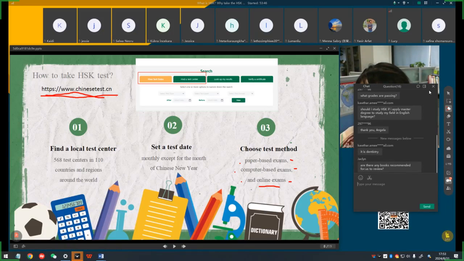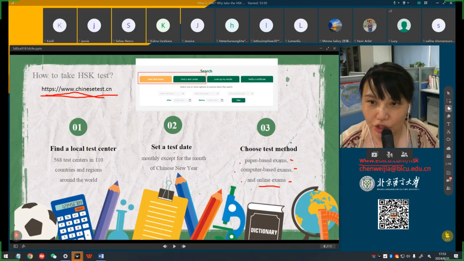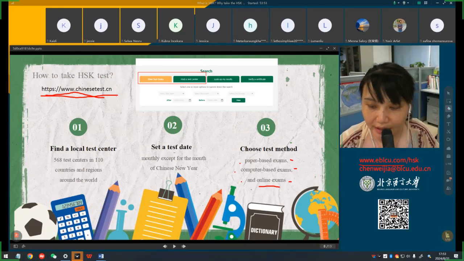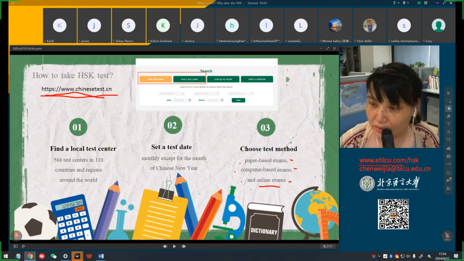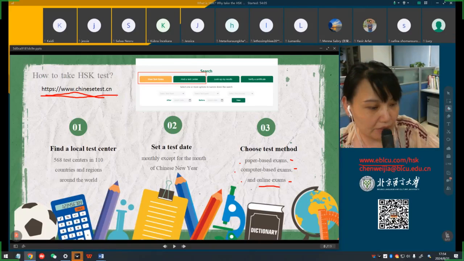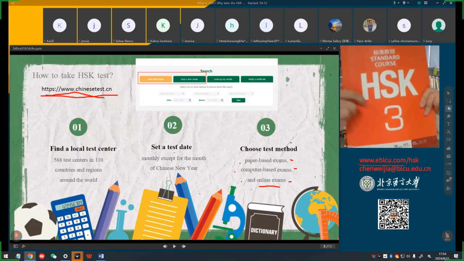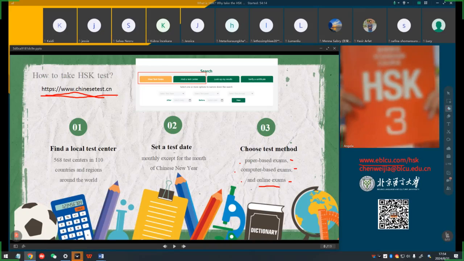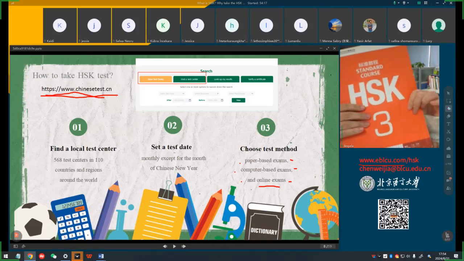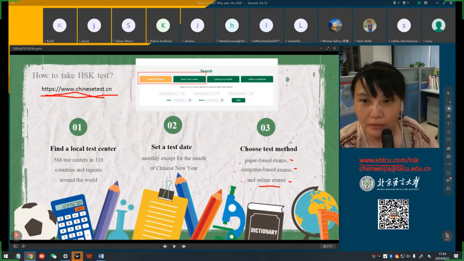Any books you recommend for the HSK? I will recommend the HSK Standard Course. That is also what we use for our online Chinese course of HSK. It's just called HSK Standard Course. Let me show you, I have it here. This is level 3. It has HSK 1 to 6. We will suggest using this book.